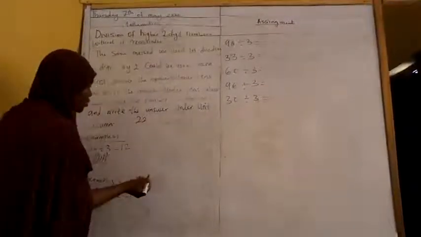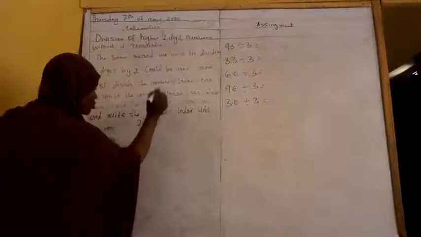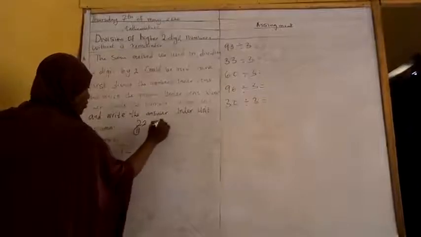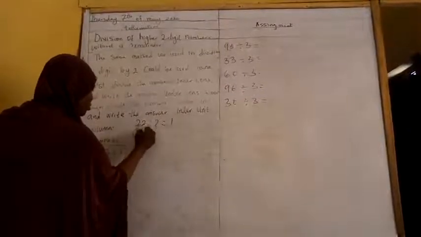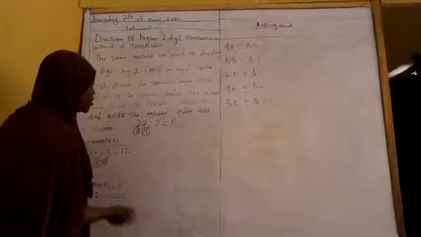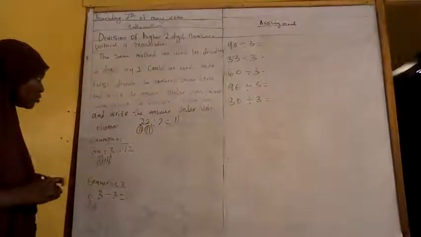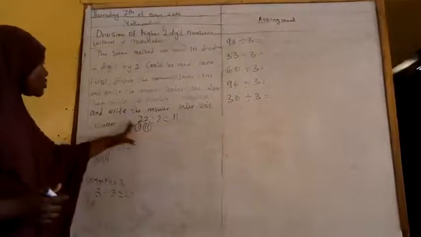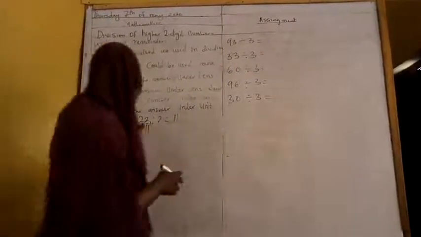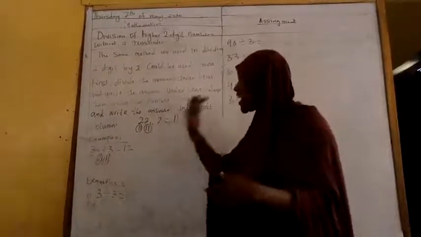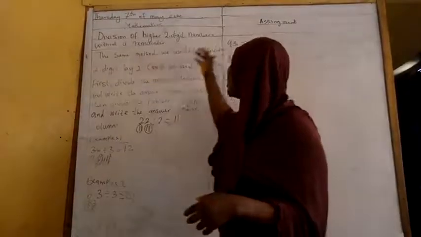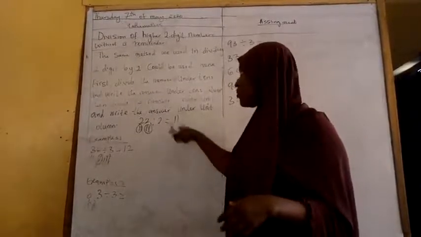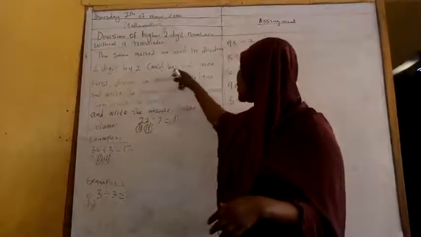Can you see this 22? When we are dividing it by 2, you just count 1, 2. You have 1 here, you write your 1. 1, 2, you have 1 also. You write 1. So when you are dividing 22 by 2, you are getting 11. That is the method that we use when we are dealing with higher numbers. The same method we use in dividing two digits, which is the example I just did now, could be used here.